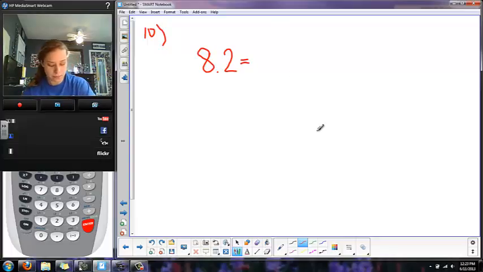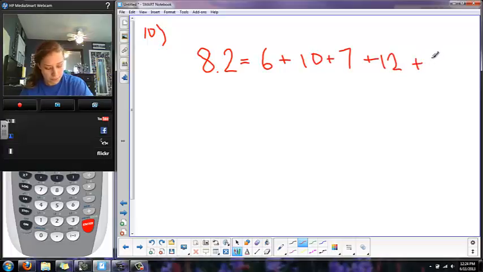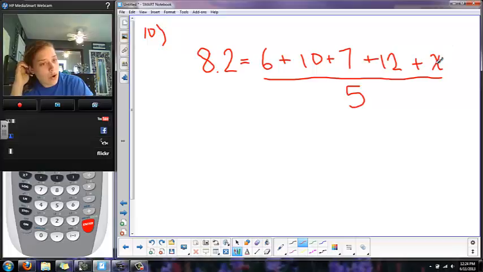Well, what's the problem? We don't know what the 5th value is. We know that we added up 6 plus 10 plus 7 plus 12, but that's only 4 values. We still have this missing number. I'm going to call it x. That's our 5th value that we don't know yet. But we do know that to find the average, you add up all those and then you divide by the total number that you have. So how can we figure out what this missing value is?